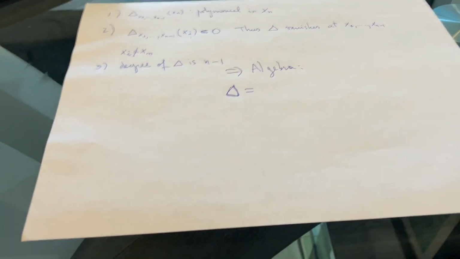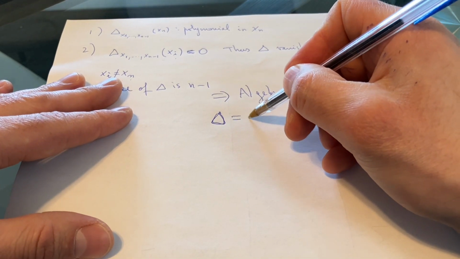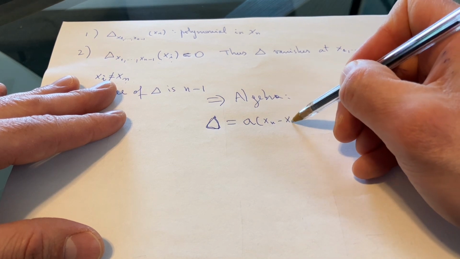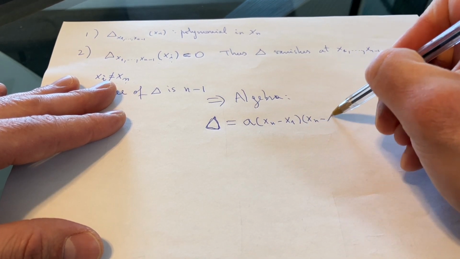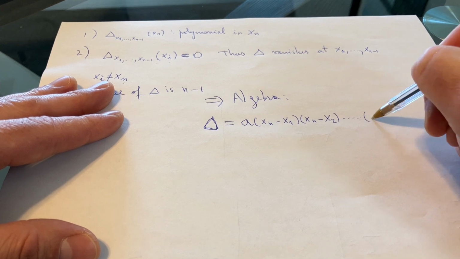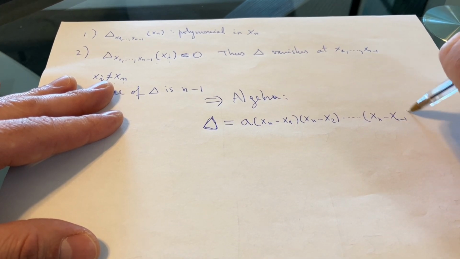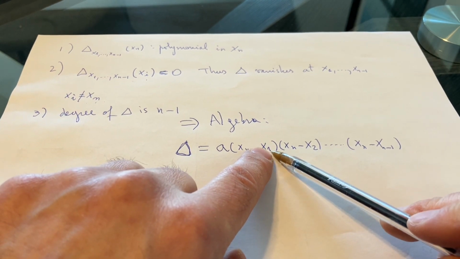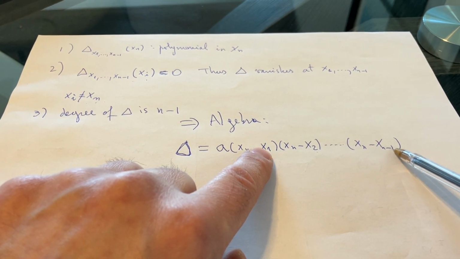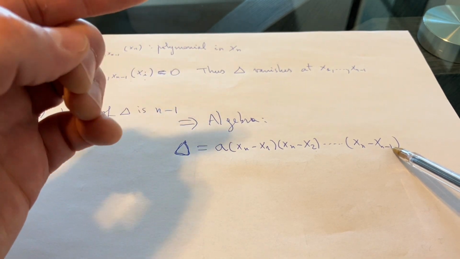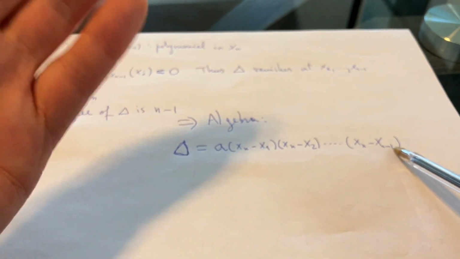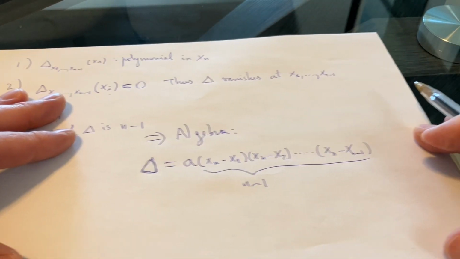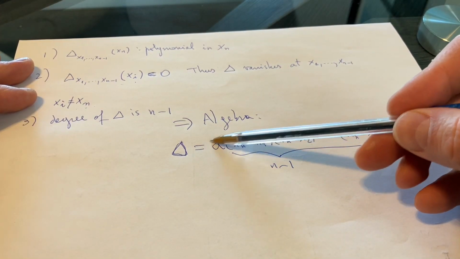So what is the form of delta? A certain coefficient A times (xn minus x1)(xn minus x2) ... (xn minus xn minus 1). Because this polynomial vanishes at all these points, x1, x2, ..., xn minus 1, and also it's of degree n minus 1, we have exactly n minus 1 terms right here. Now the question is, what is A?